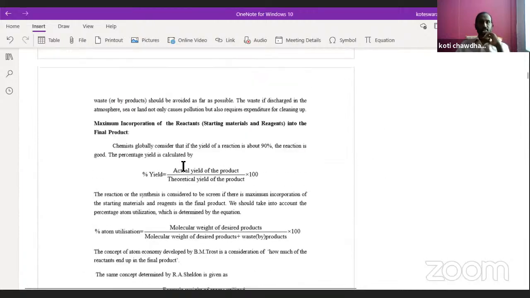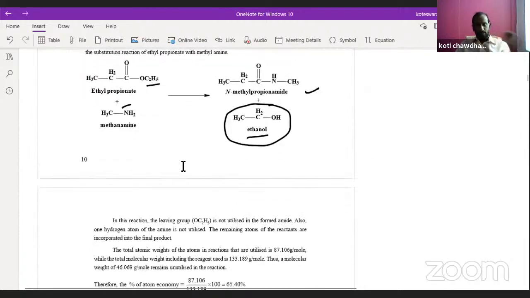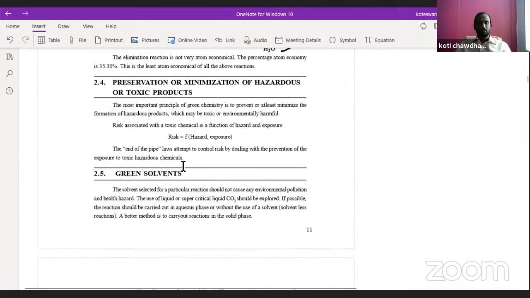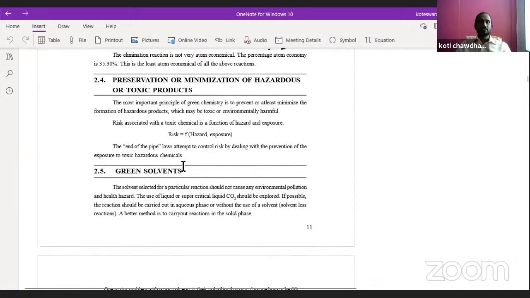Okay, designing a green synthesis in such a way that byproducts are minimized, and hazardous or toxic products are minimized. This is explained by one function: risk is equal to the hazard function times the exposure function.